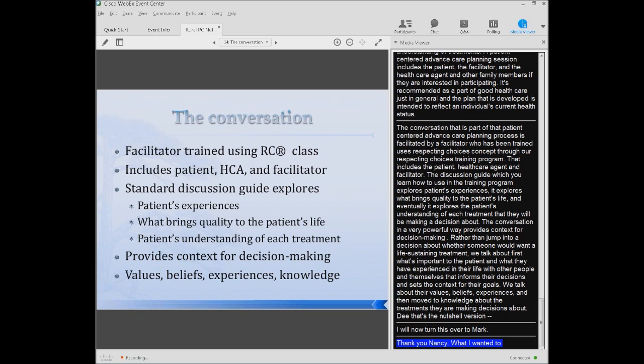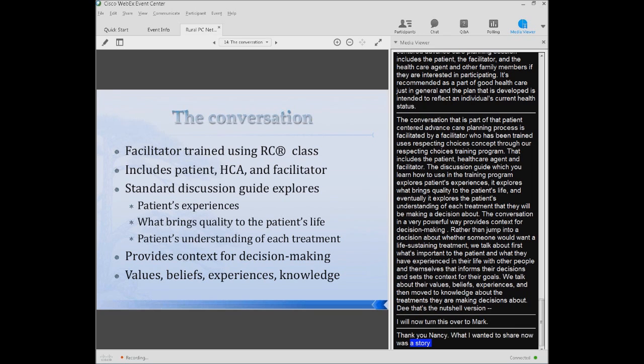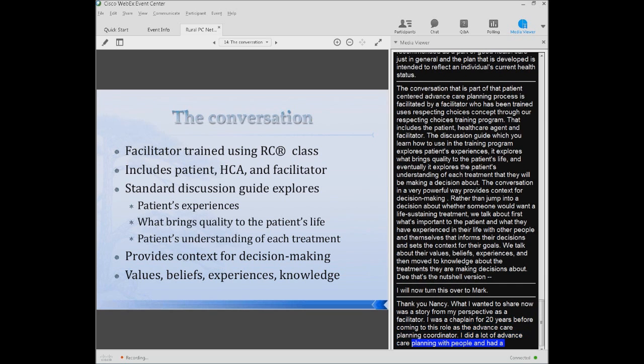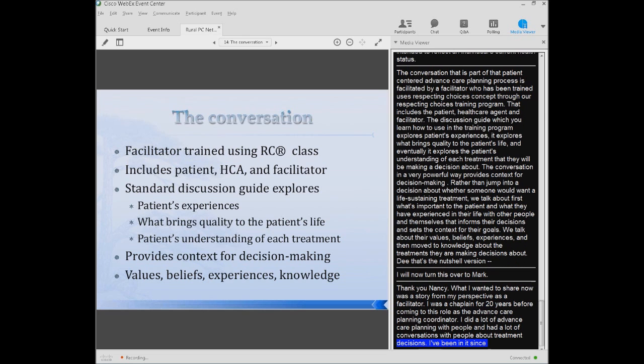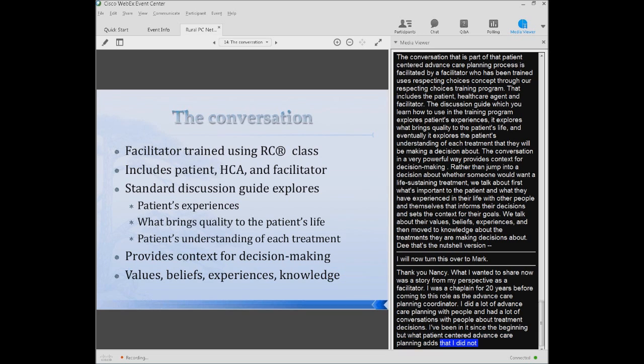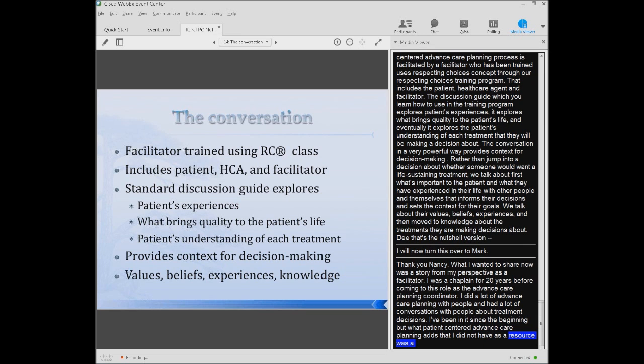I was a chaplain for 20-plus years before coming to this role as the advanced care planning coordinator. And I did a lot of advanced care planning with people. I had a lot of conversations with people about kinds of treatment decisions that were out there, what they meant, that kind of thing. And so I've been a part of it since the beginning of having those conversations. But what patient-centered advanced care planning adds that I did not have as a resource was that standardized approach, a format that actually works in terms of helping people figure out what it is that they need, and giving them a decision matrix for them to make the decision.